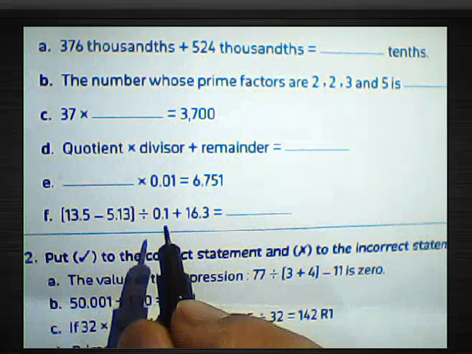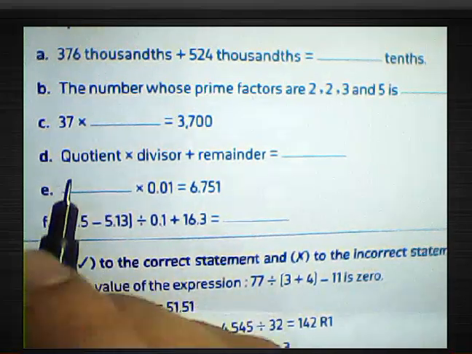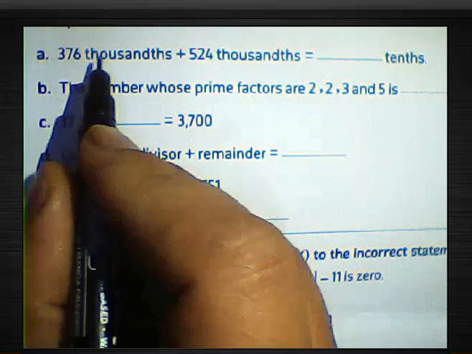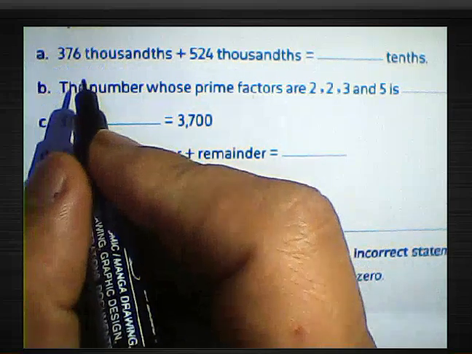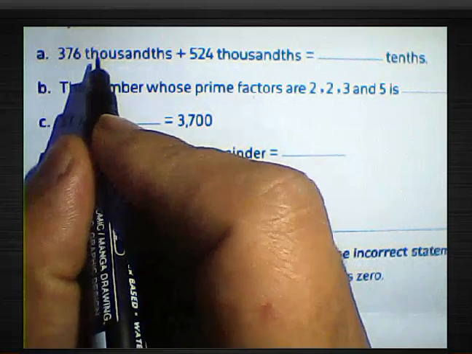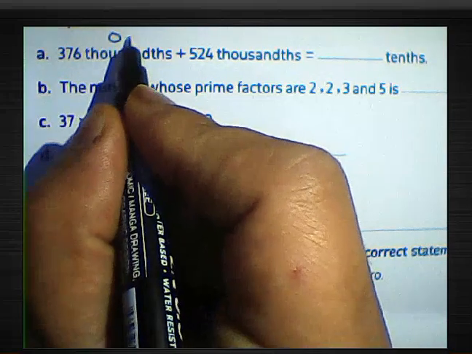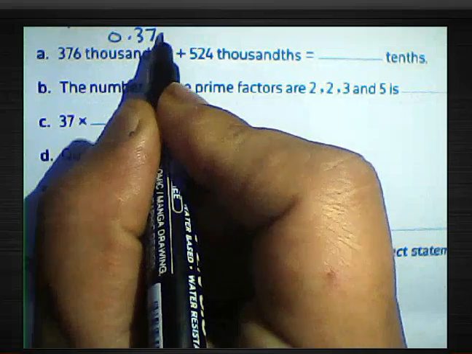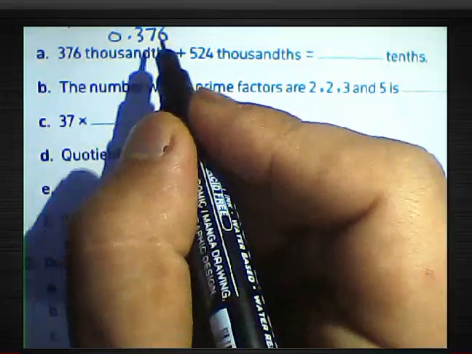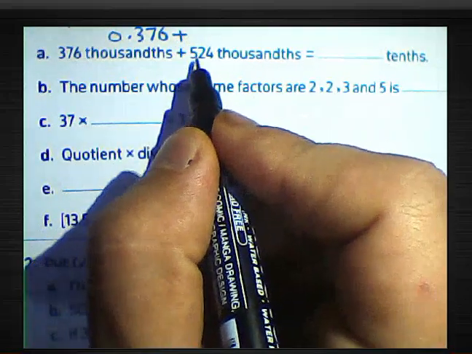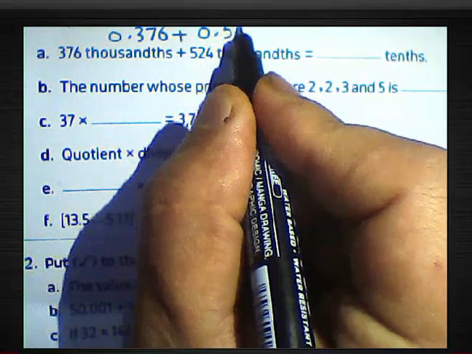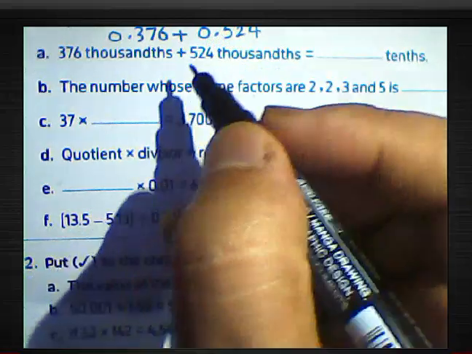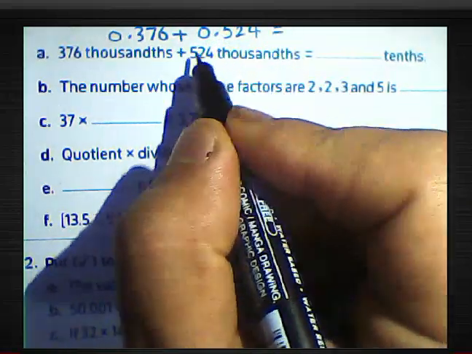First, we must get the result here. 376 thousandths means 376 divided by 1000. We must put the point after 3 digits. We can write 376 thousandths plus 524 thousandths, and then we can find the result by adding them.